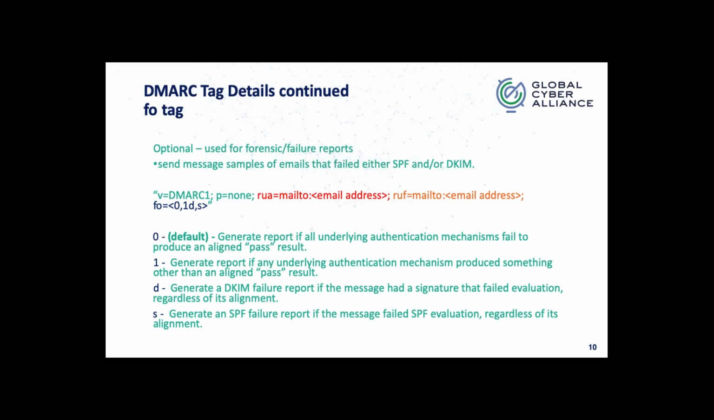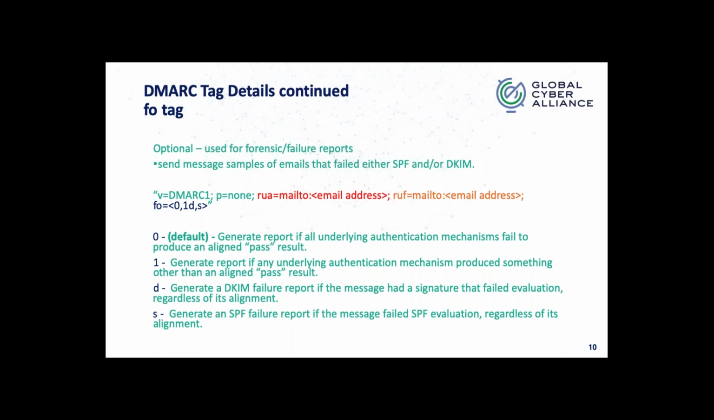The fo tag is the first one. It's going to be used in conjunction with the ruf tag, because it has to do with forensic and failure reports. It's defining when we should trigger the sample messages and actually send them to you. By default, it's fo=0. If you don't explicitly define fo=0 in your policy, it will default to this one. That means to generate a report if all underlying authentications fail to produce an aligned pass.